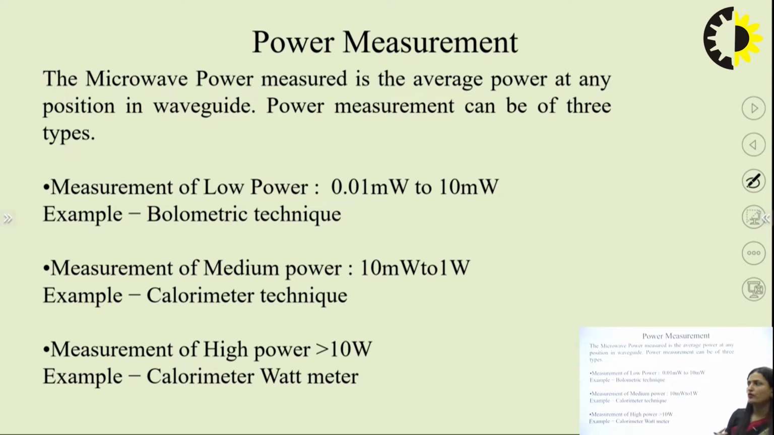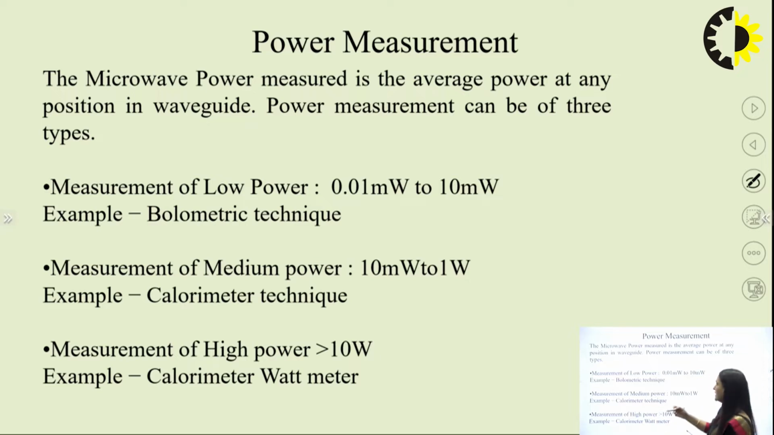So if we want to find out the power of your signal, so what is the power measurement? This can be done by power measurement. Microwave power measurement is the average power at any position in the waveguide. It means we can find out the power at any point of the waveguide. So power measurement can be of 3 types: measurement of low power, medium power, and high power.